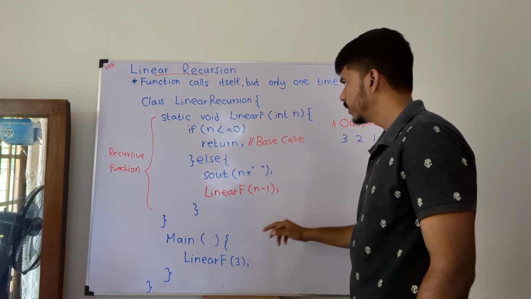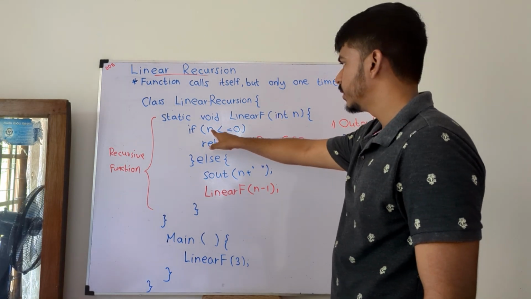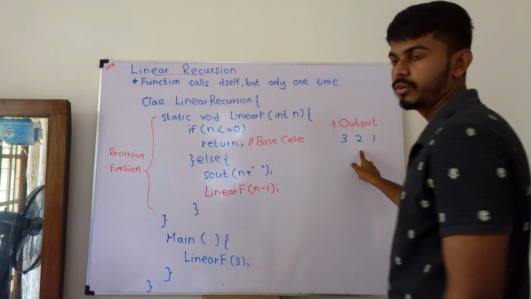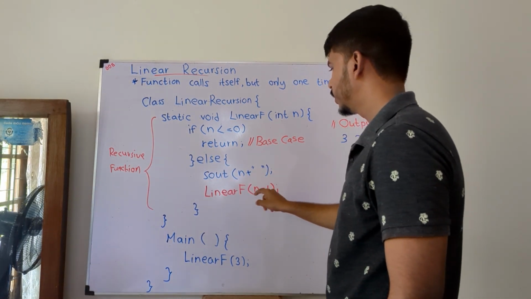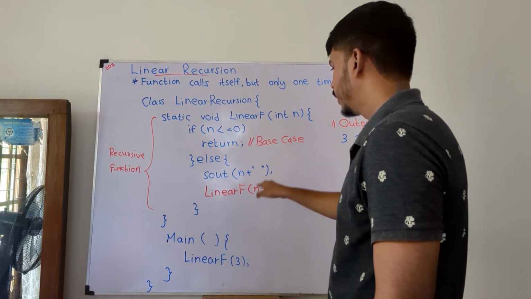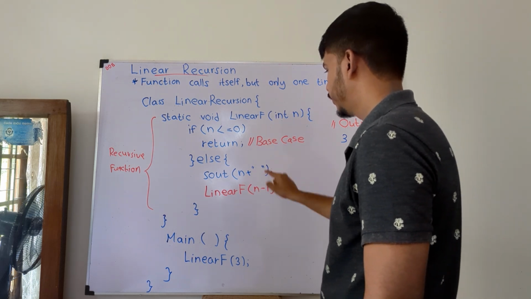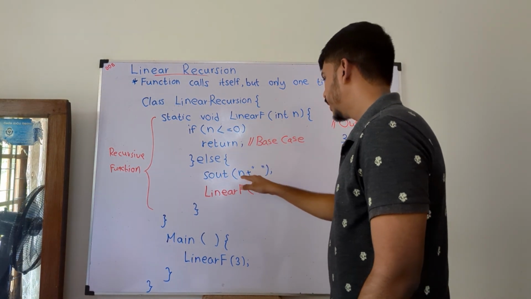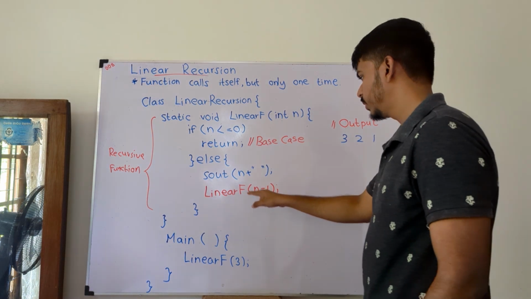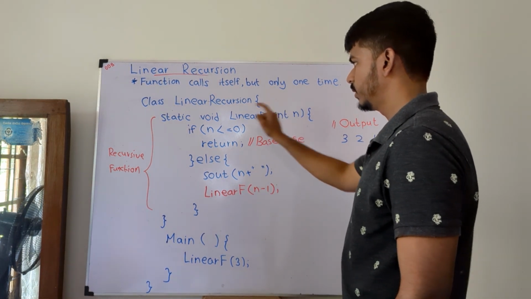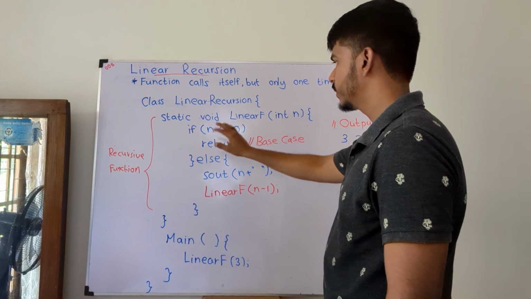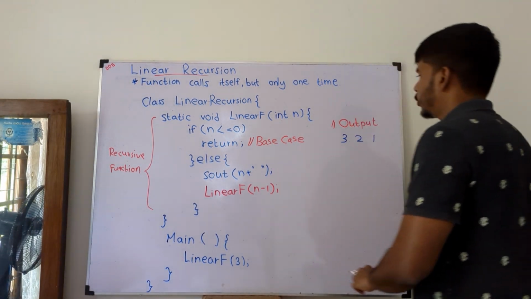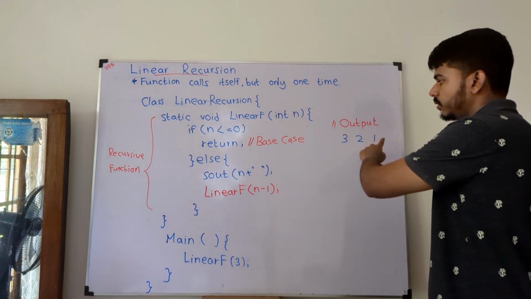3 minus 1, 2, goes back, checks whether 2 is less than or equals 0, no, then print that number 2, gonna go back to the recursive call again, by subtracting 2 minus 1, 1. Checks whether 1 is less than or equal 0, no. Print that number again. Going to go linear f, 1 minus 1, 0. 0 less than or equal 0, yes. Hits the base case, simply exit the function. So the output is going to be 3, 2, 1.